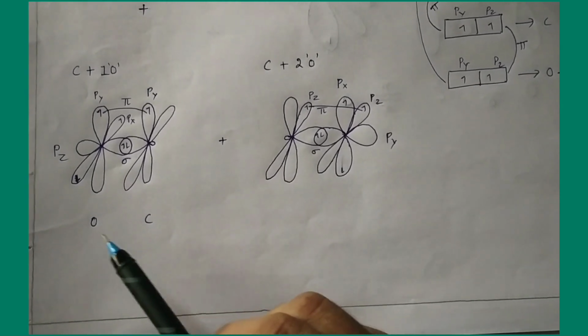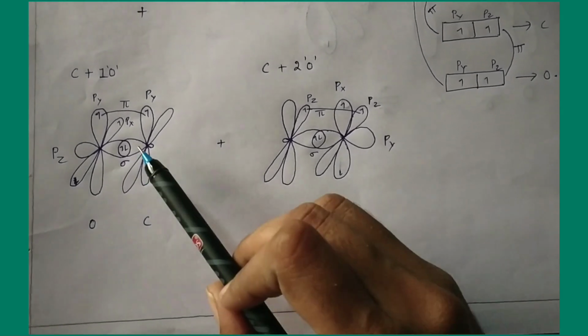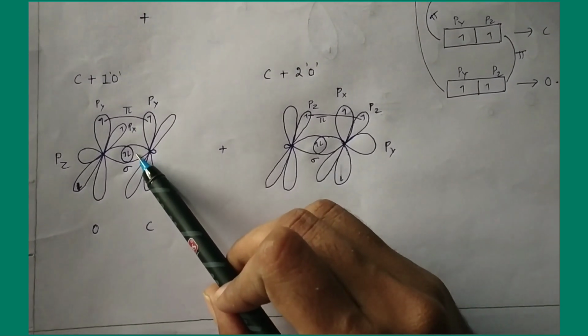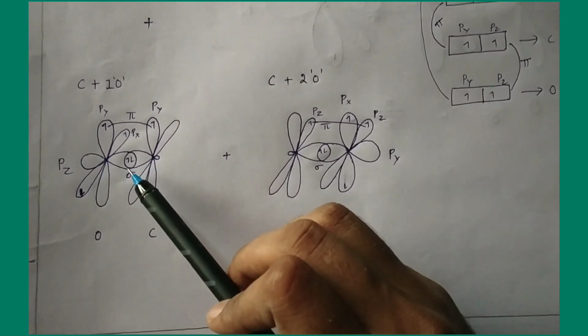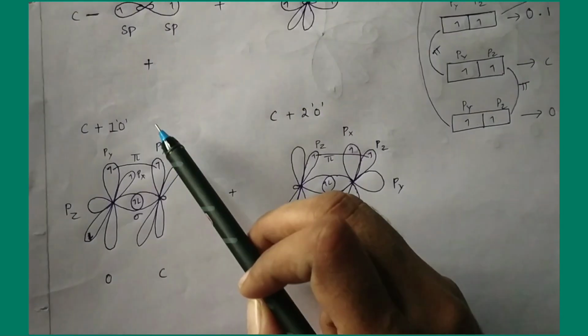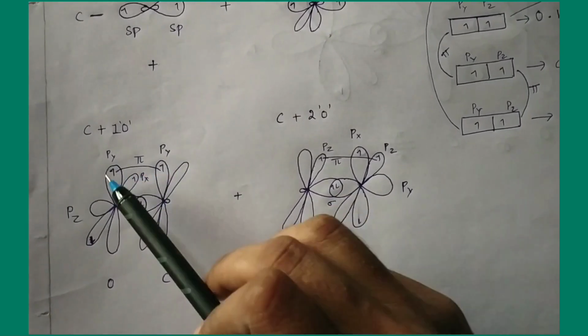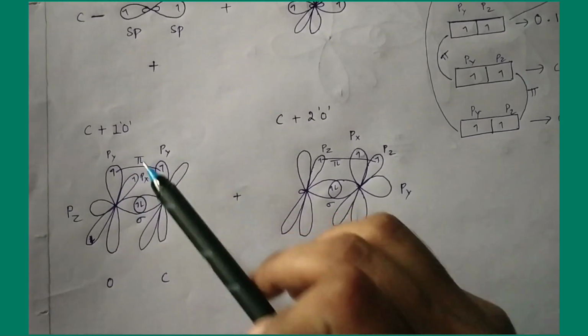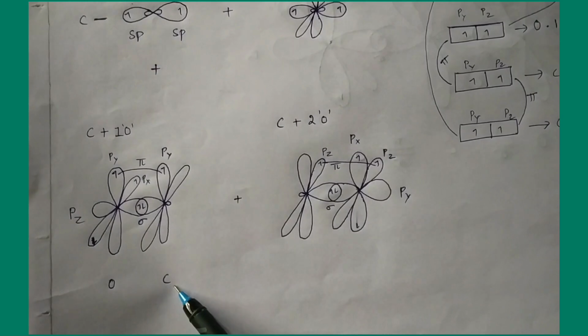This is one carbon and oxygen overlapping. By direct overlapping with pz of one oxygen, a sigma bond is formed. By sidewise overlapping of py orbitals, a pi bond is formed between one oxygen and the central atom carbon.